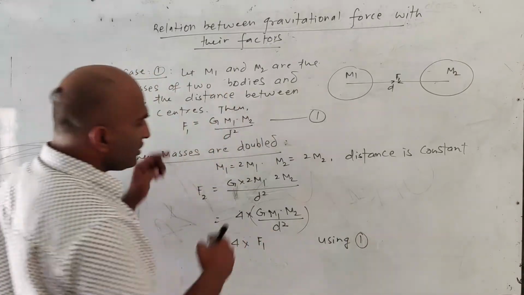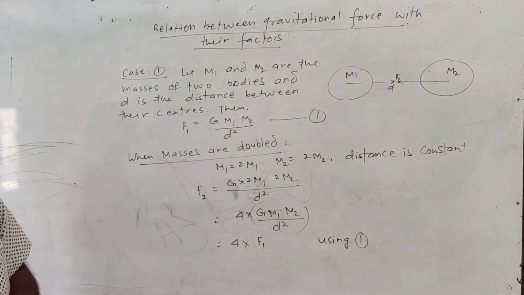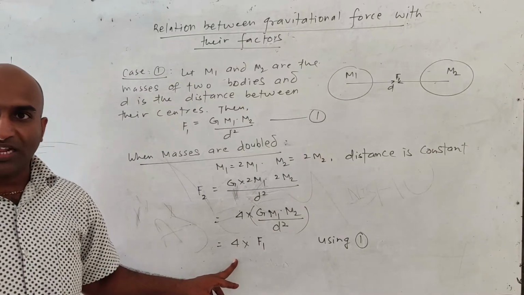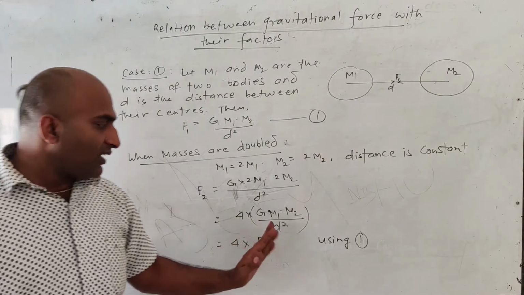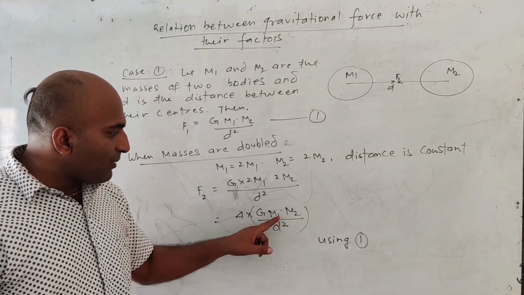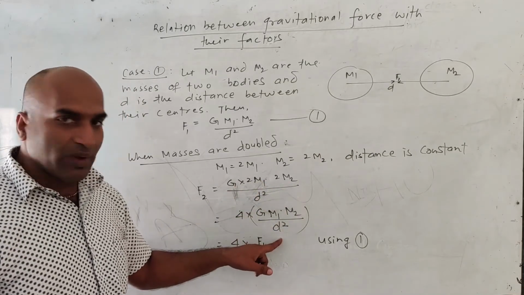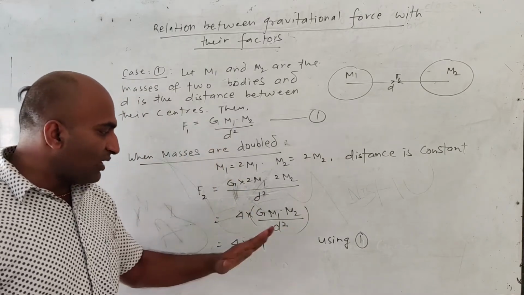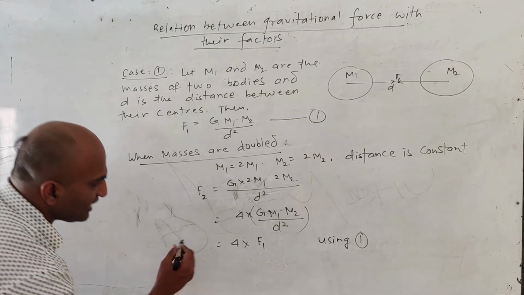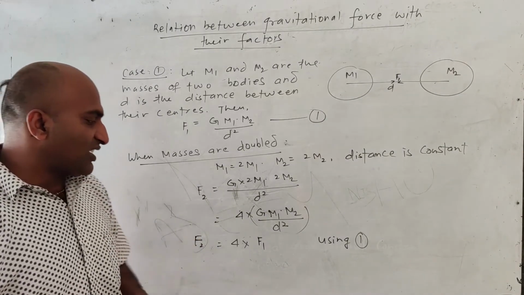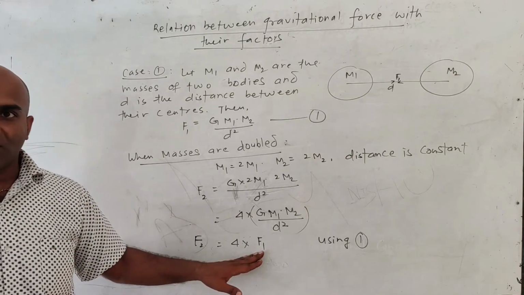using relation 1. So in this case we see that if masses are double, the gravitational force increases by 4 times. Is it clear? 2 2s are 4 into GM1 into M2 by D square, and this term is equal to F1 according to equation 1. So we can write that if the masses of the two bodies are double, then the gravitational force is increased by 4 times.